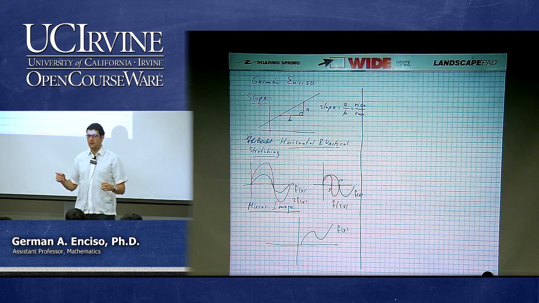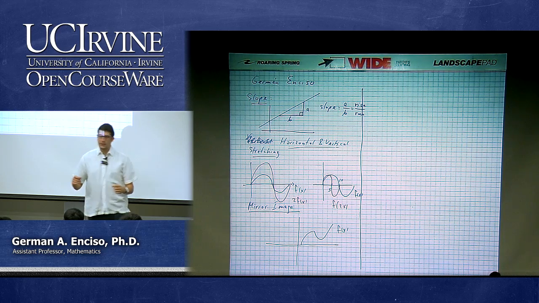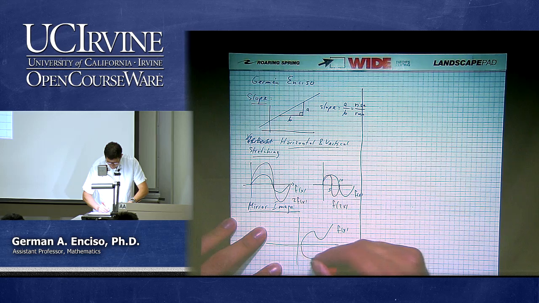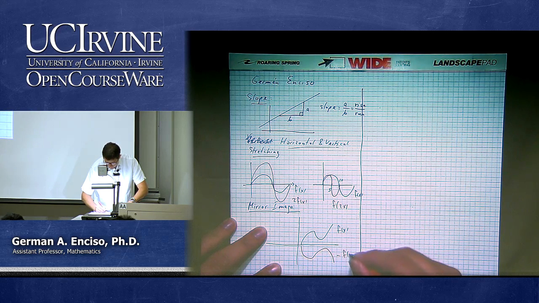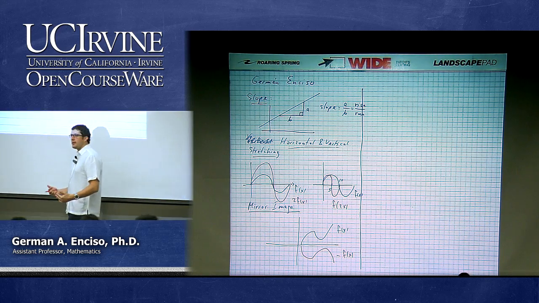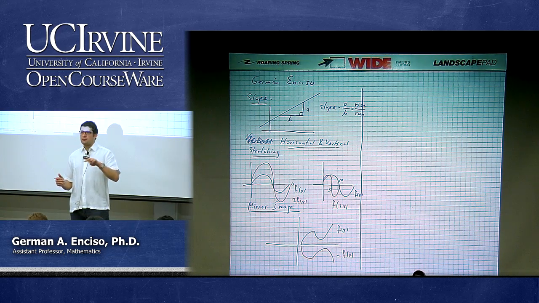Yes? And it gets reflected over the x-axis? That's right. It gets reflected over the x-axis. And you get something that looks like this. Minus f of x. Once again, that's the easy one. And what if I did not minus f of x, but f of minus x?